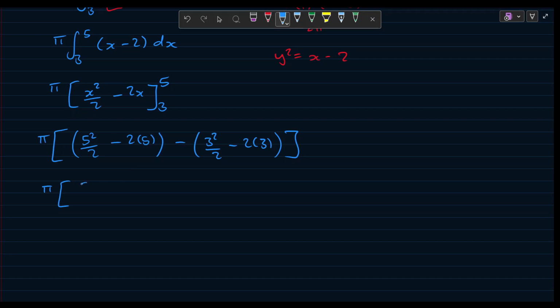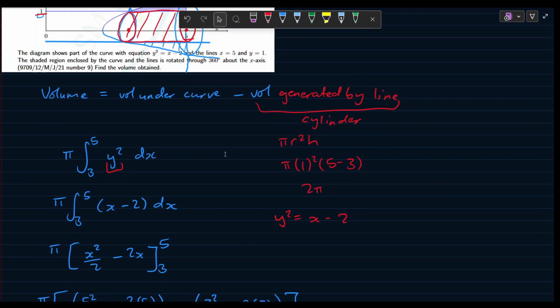That's 5 squared over 2 minus 2 times 5. That gives us 5 over 2. And for our lower limit, that's 3 squared over 2 minus 2 times 3. That gives us negative 3 over 2. And so this ends up being 5 plus 3, which is 8, divided by 2. So we end up with 4 pi. So it means that the volume generated by our curve is actually 4 pi. And the volume generated by the cylinder is 2 pi. So our result is going to be 4 pi minus 2 pi. And our final answer should be 2 pi.